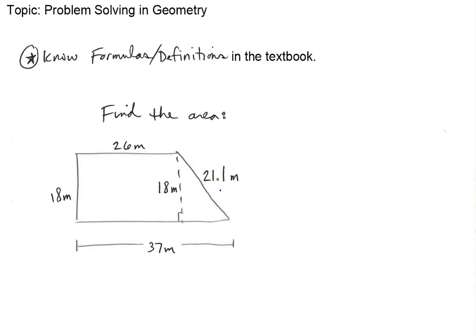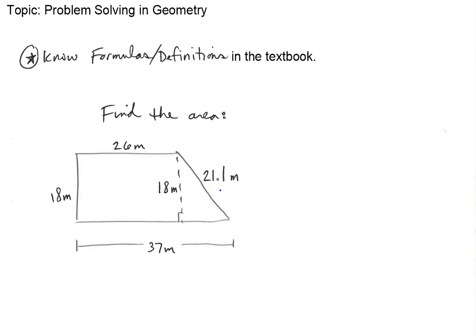By definition, one pair of those opposite sides are parallel, and the other pair of opposite sides are not parallel. In this trapezoid that's drawn, the top side is labeled as 26 meters. The bottom side is labeled as 37 meters. Again, those are the parallel sides. The left side is labeled as 18 meters, and the right side is labeled as 21.1 meters. Now, the left side of this trapezoid is vertically straight up and down. The right side is slanted down from the top toward the bottom edge.